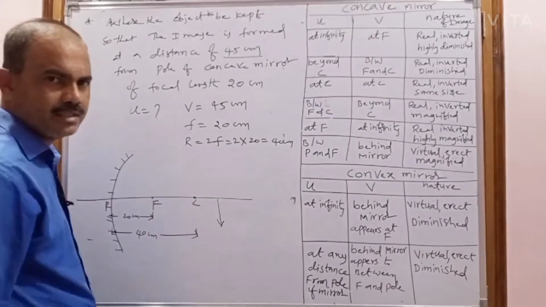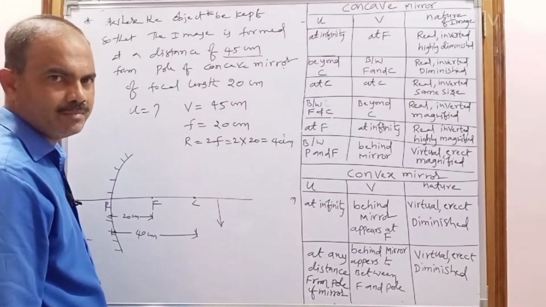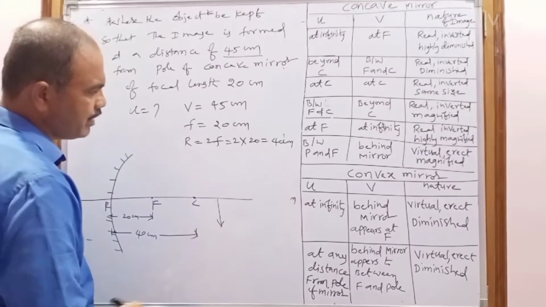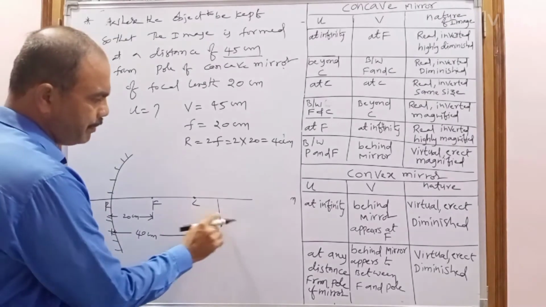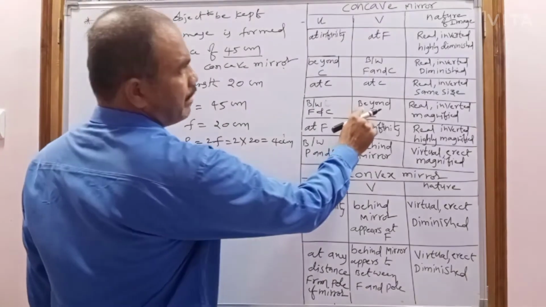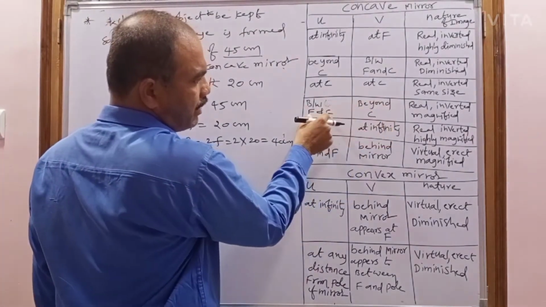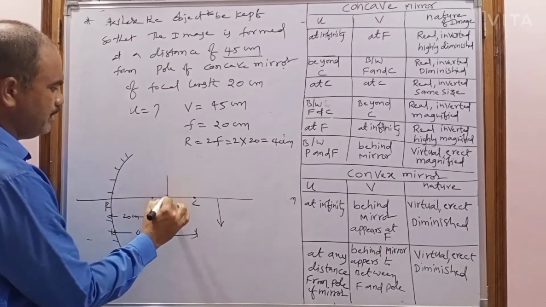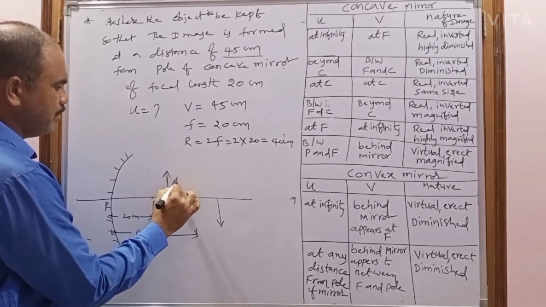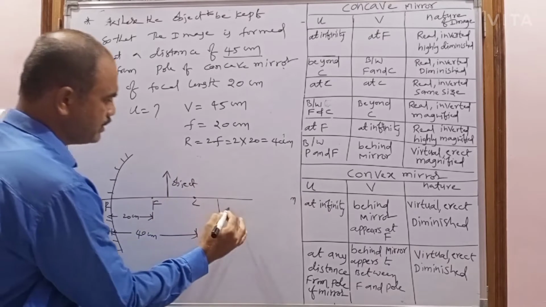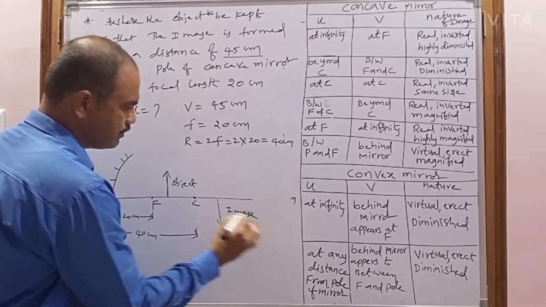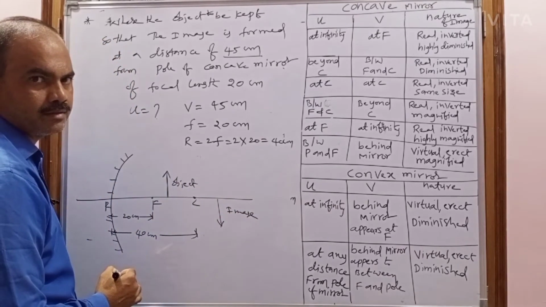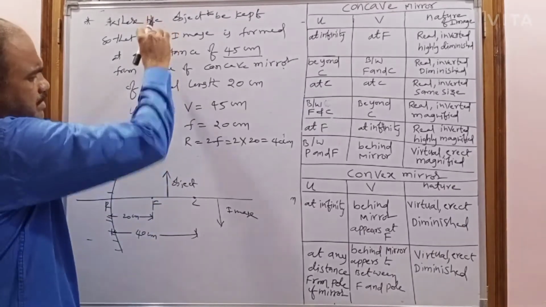So now where is the object? We have to find where the object is, with the image at 45 cm, beyond C. When the image is beyond C, we have to keep the object between the pole and the center of curvature. This is the object and this is the image.